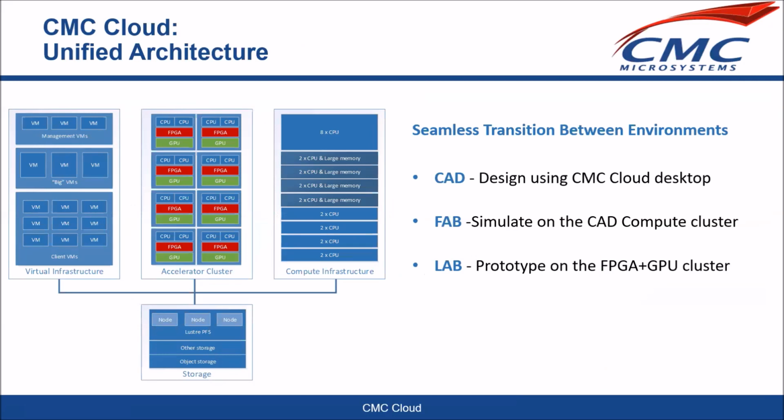This is a high-level overview of the CMC Cloud Unified Architecture. It consists of a virtual infrastructure, accelerator cluster, compute infrastructure, and storage. And it allows seamless transition between all these environments.